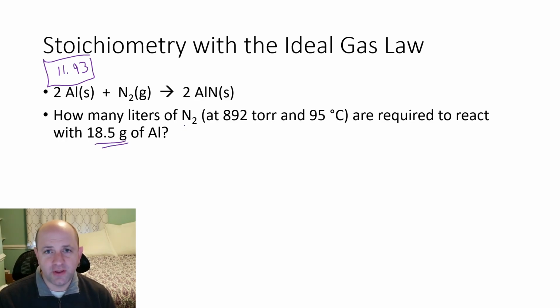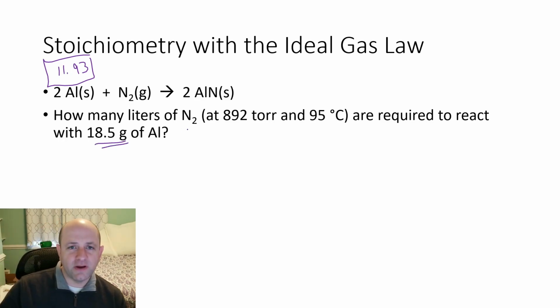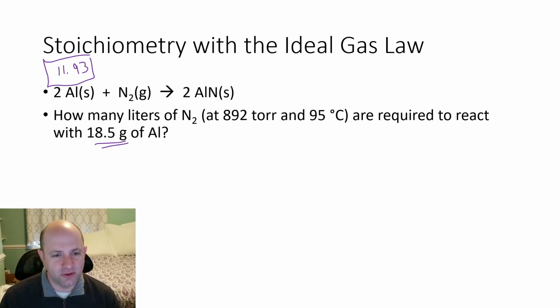And so, okay, the given here is aluminum. So we're going to start there, and we'll work until we find out where we need the ideal gas law. Because when I see liters of a gas, I know I'm using the ideal gas law somewhere. But we'll start out with our normal stoichiometry.